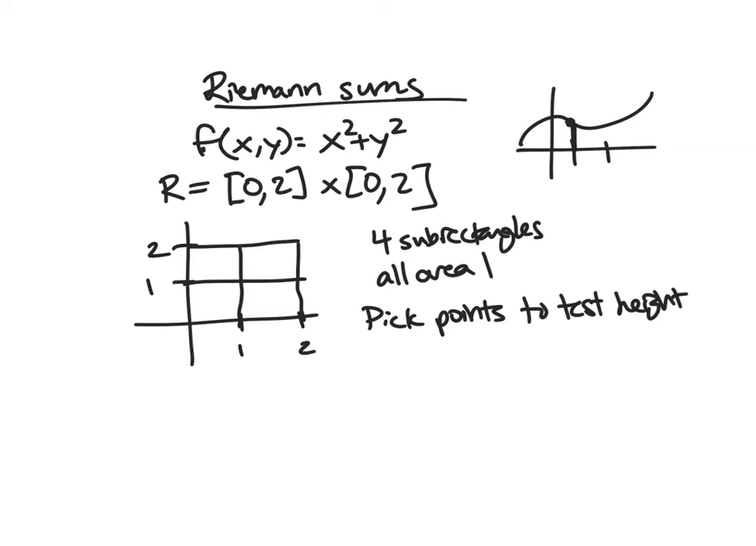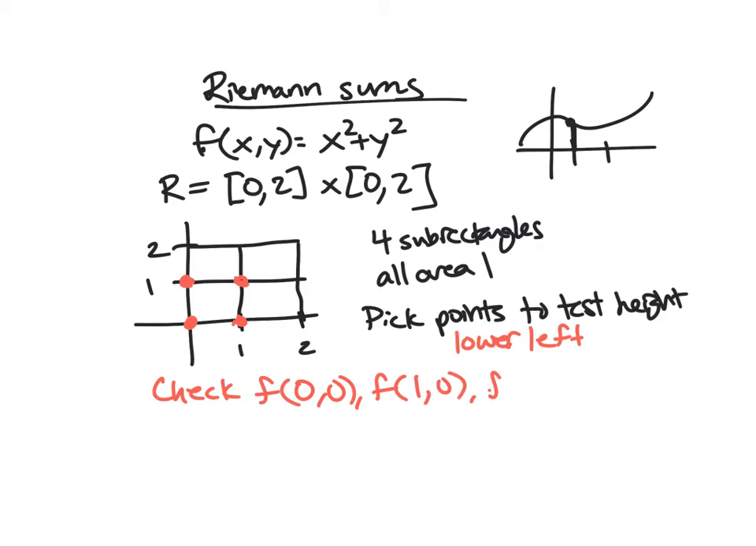So here, let's do the lower left in each rectangle. So get this, this, this, and this. So we'll do the lower left. And then what you're going to do is check the height. So check f of, well, this point is (0, 0), f of (1, 0) down on the bottom, f of (0, 1), and f of (1, 1).